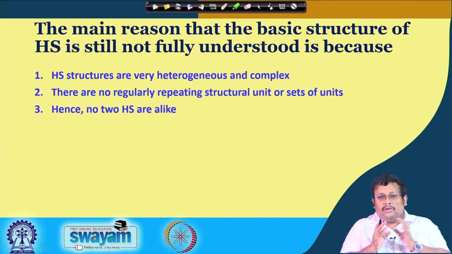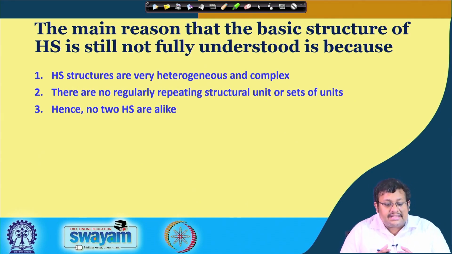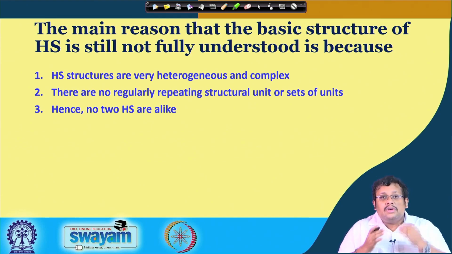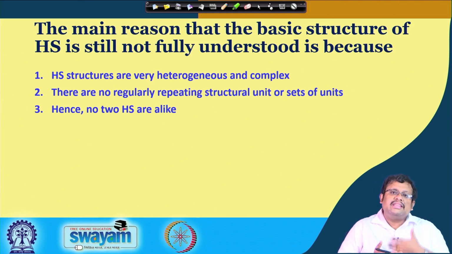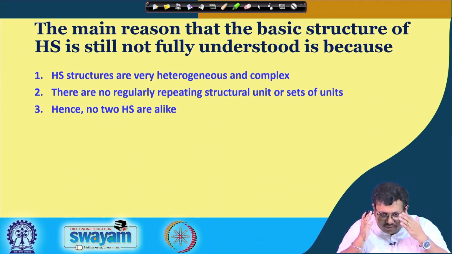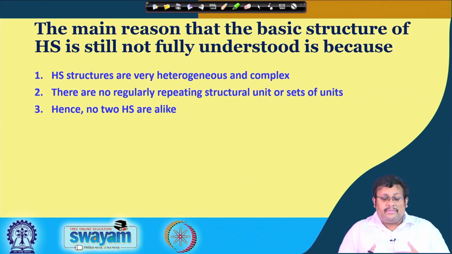Now, I told you at the beginning of this lecture that the basic structure of humus is still not fully understood, because there are 3 reasons. First of all, the humus structures are very heterogeneous and complex. Second, there is no regularly repeating structure unit or set of units. Just like in case of crystalline clay minerals like kaolinite, like montmorillonite, they have some repeating well defined structure. However, in case of humus, there is no repeating well defined structure, and that is why no two humic substances or humic molecules have a similar structure. As a result of that, their molecular structure is still not well described.